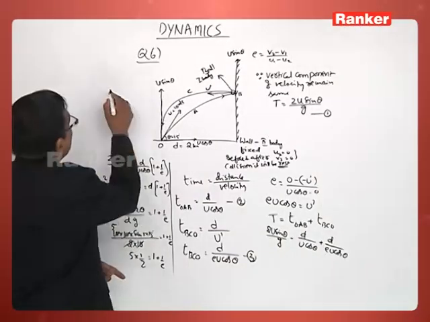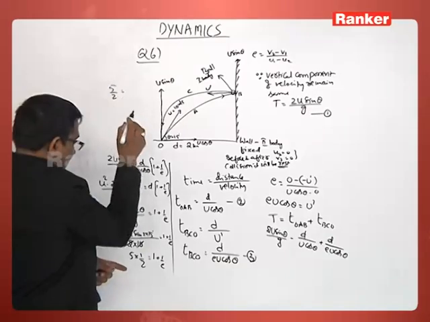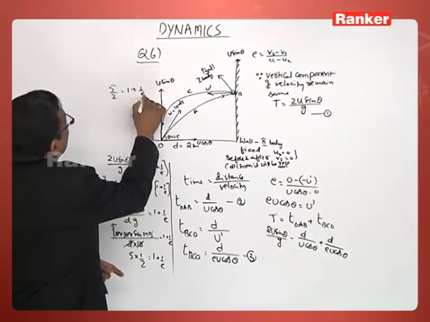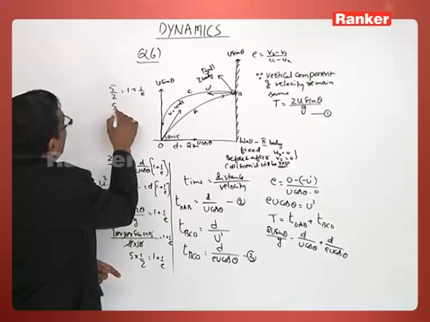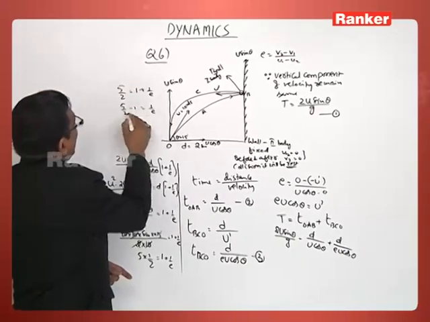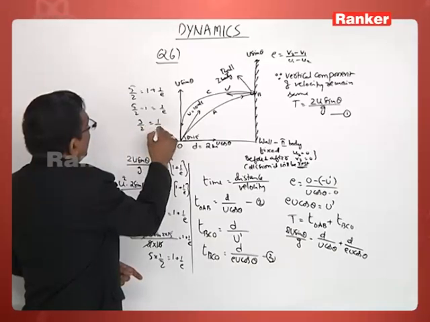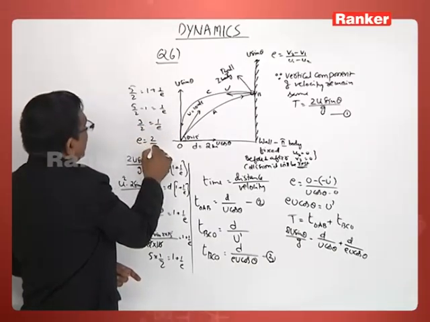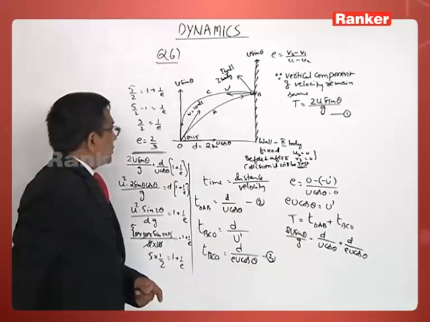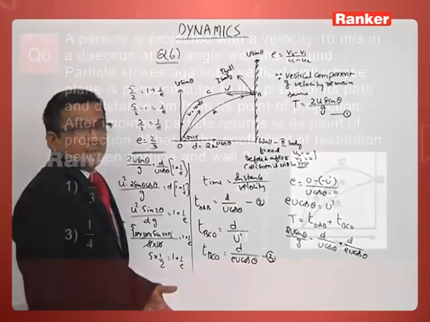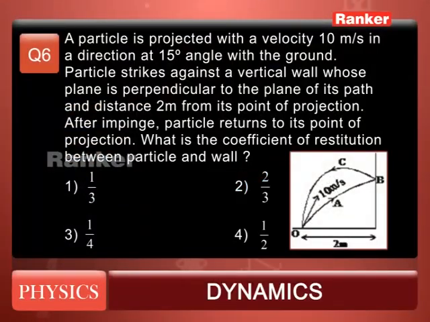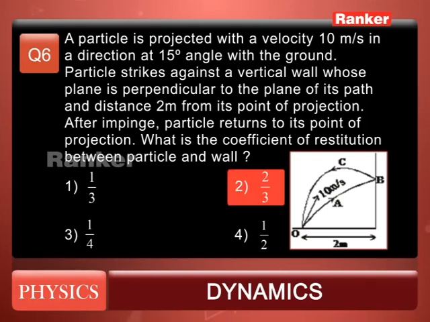So now I can write 5 by 2 is equal to 1 plus 1 by E. So 5 by 2 minus 1 is 1 by E. 5 by 2 minus 1 is 3 by 2, which is 1 by E. So E is equal to 2 by 3. So the coefficient of restitution in this case you are going to get is 2 by 3. See the options. The second option is given as 2 by 3. So the answer is 2.